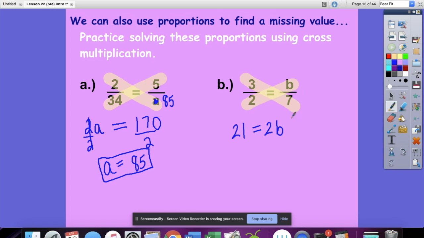And again, if I wanted to solve this equation, I need to get b by itself. So I would divide both sides by 2. And when I do that, I can get my answer. In this case, 21 divided by 2, half of 21, is 10.5. So I can say that in my proportion up above, b is equal to 10.5 or 10 and a half.